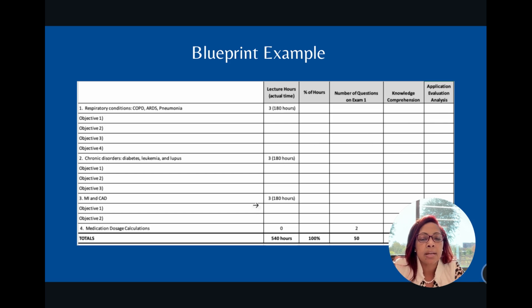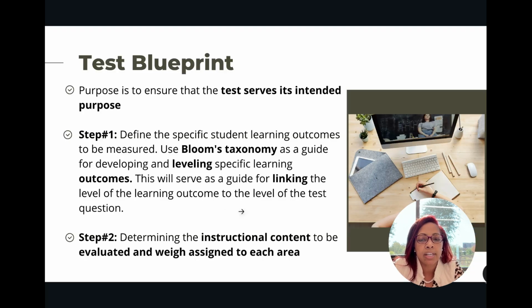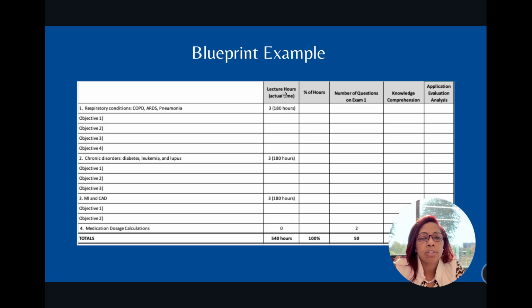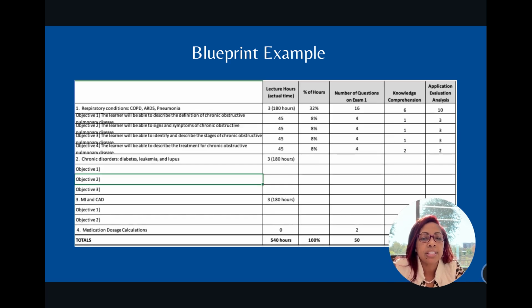All right, so that's an example of what we were just talking about as it relates to step 2, the instructional content to be evaluated and weighted, assigned to each area. This is what we're talking about right here, the number of lecture hours and the percentage of hours, and then we correlate it with the number of questions. All right, so this is our example. We're just giving a brief component of the actual blueprint, okay? So this is an example.